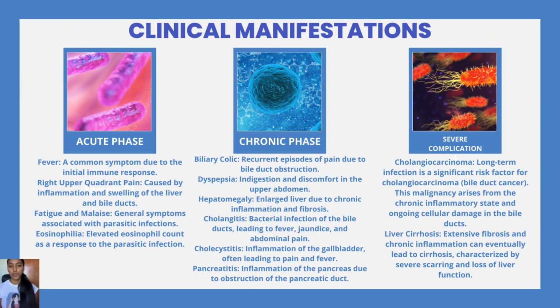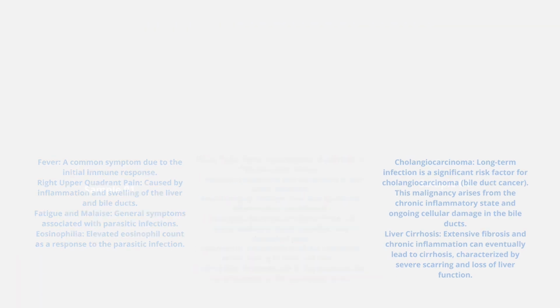So clinical manifestations includes 3 phases, which is acute phase, chronic phase and severe complications. Acute phase includes fever, right upper quadrant pain, fatigue and malaise and eosinophilia. Chronic phase includes cholangitis, pancreatitis and cholecystitis, whereas severe complications includes cholangiocarcinoma and also liver cirrhosis.